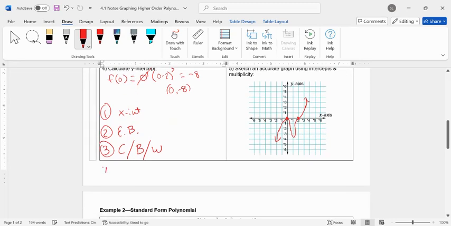Your fourth step would just be verify your y-intercept. We should have probably plotted it, but I didn't because it was covered by this x-intercept.